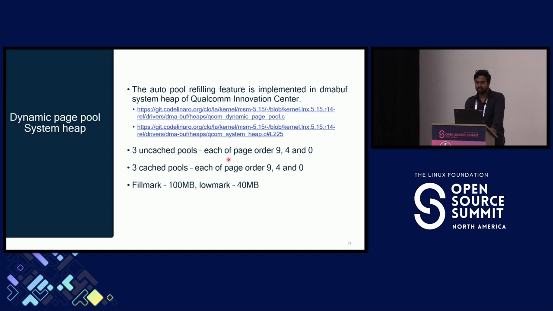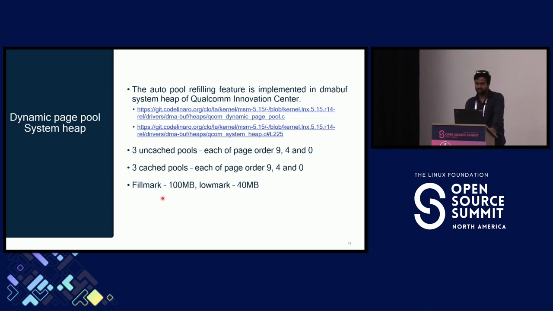Here we have three pools each for cached use cases and uncached use cases, of order 9, order 4, and order 0. In terms of numbers, with a 4K page configuration, order 9 is 2 MB, order 4 is 16 kilobytes, and order 0 is 4 kilobytes. We try to get the bigger blocks as much as possible to reduce fragmentation and, as I explained before, to get those 2 MB block mappings that reduce TLB pressure and improve device throughput. These are default values, but they can be configured based on the attached DDR size, for example if you have a low DDR.